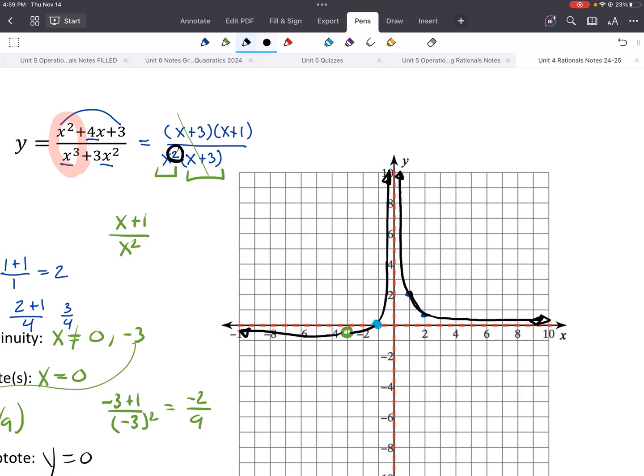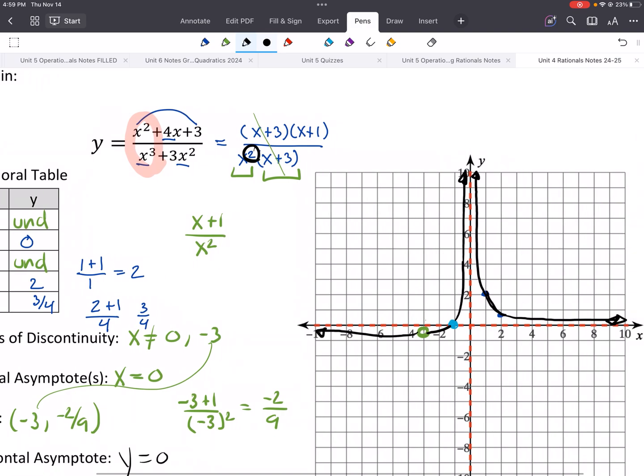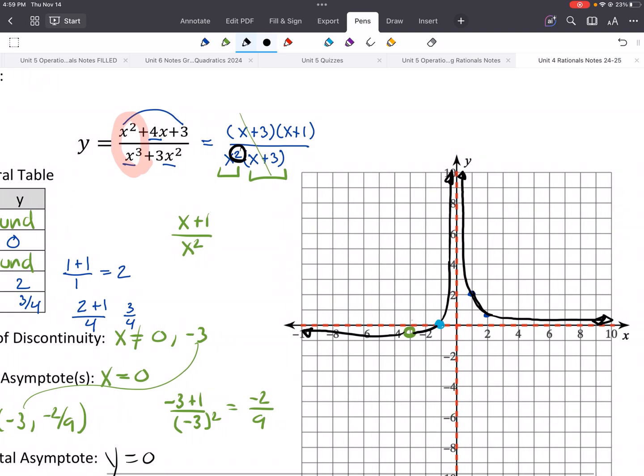And again, you can always add extra points, expand your table if needed to find more points to make sure that it matches how you think it should be.